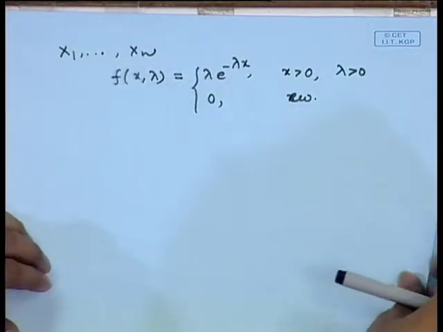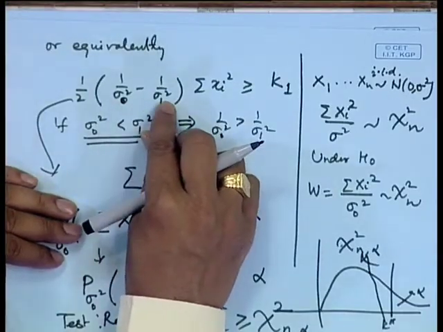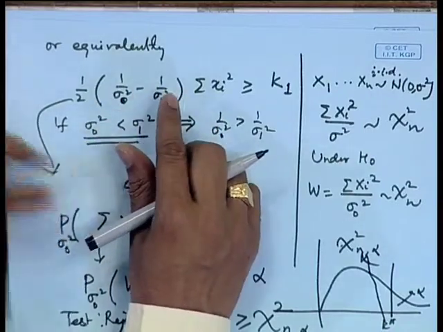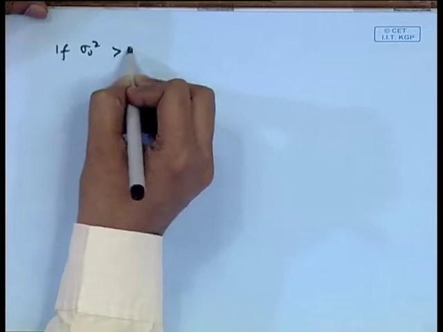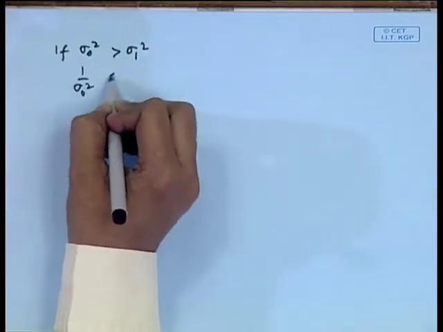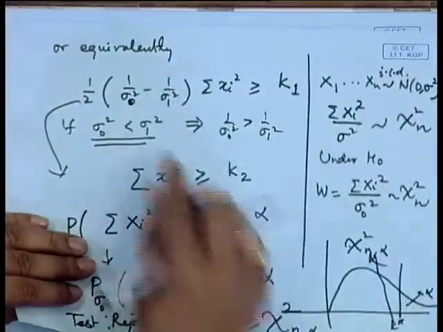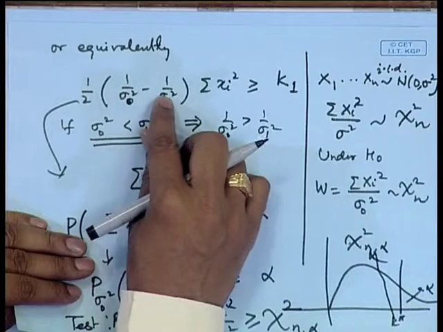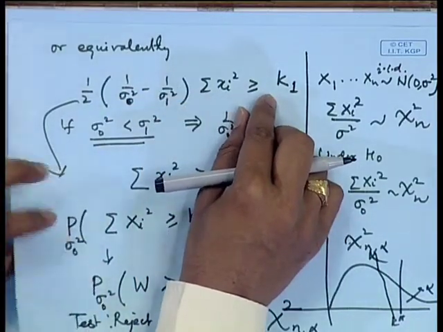Before I discuss this example, let me take the other case also, where sigma naught square may be greater than sigma 1 square. Then let us see how we are distinguishing. If sigma naught square is greater than sigma 1 square, then 1 by sigma naught square becomes less than 1 by sigma 1 square. Now, if you see here, this value will become negative. Therefore, if I divide by that value, the region is becoming reversed.